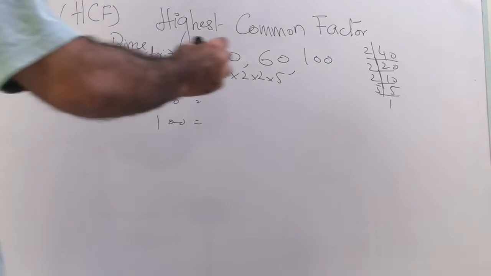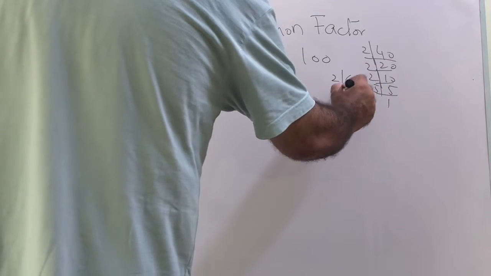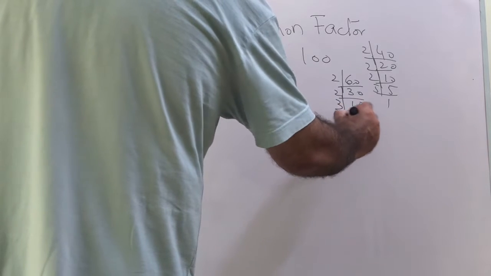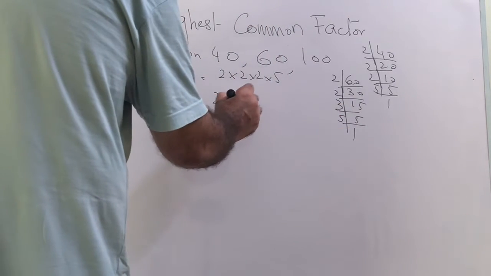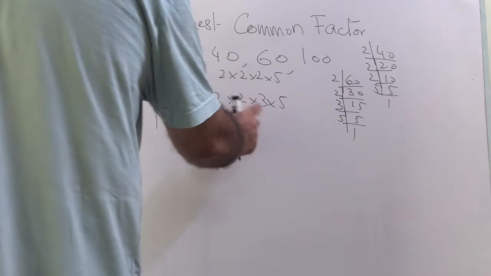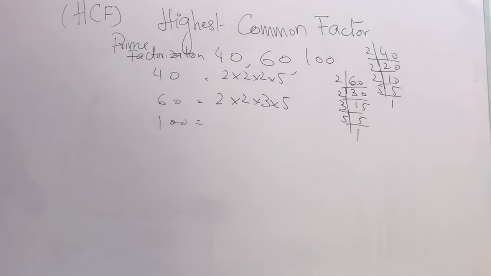Prime factors. Now if we go for 60, 2 3s are 6, 0, 2 15s are 30, 3 5s are 15 and 5 1s are 5. So we can write it as 2 into 2 into 3 into 5. 5 3s are 15, 15 2s are 30, 30 2s are 60. So 60 can be written as 2 into 2 into 3 into 5.